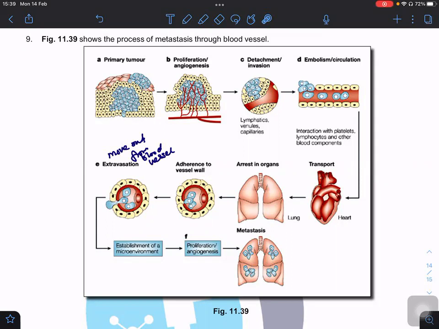So we can see, guys, that a cancer or malignant tumor is difficult to remove, but when it metastasizes to other organs, it is even worse. So it causes multiple organ failure.